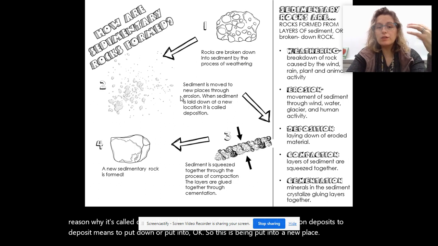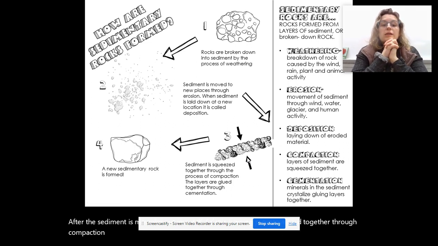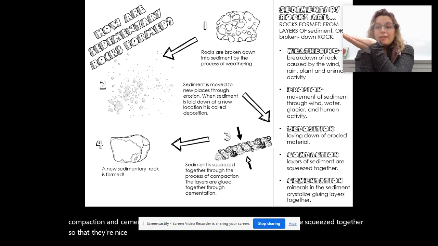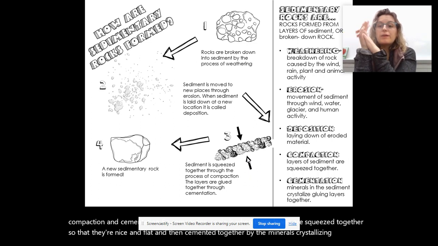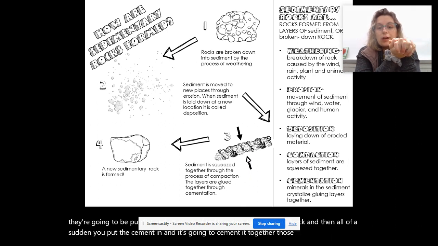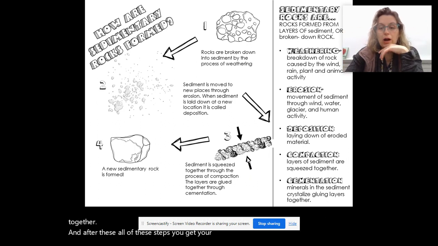After the sediment is moved, you can see in number 3, it's going to be squeezed together through compaction and cementation. Compaction is when those layers are squeezed together so that they're nice and flat, and then cemented together by the minerals crystallizing. It's kind of like laying down a row of brick, and then you put the cement in and it cements it together. Those minerals cement it together. And after all of these steps, you get your new sedimentary rock.